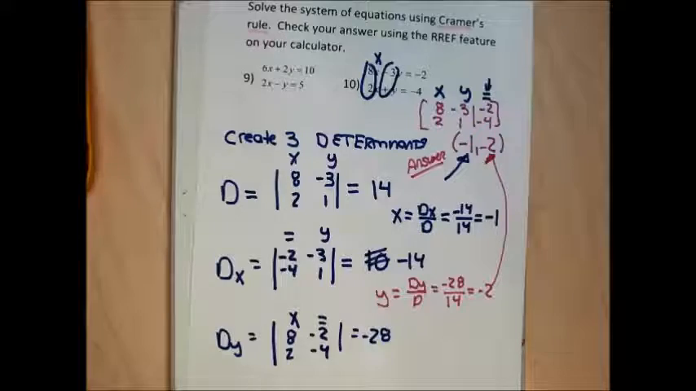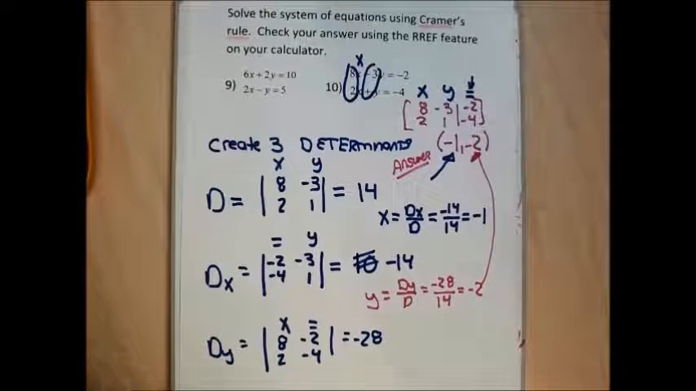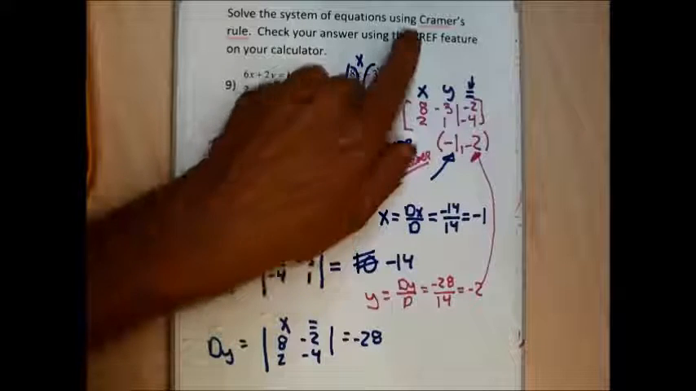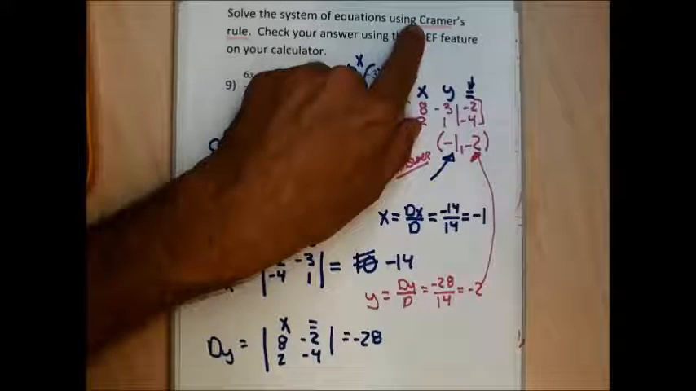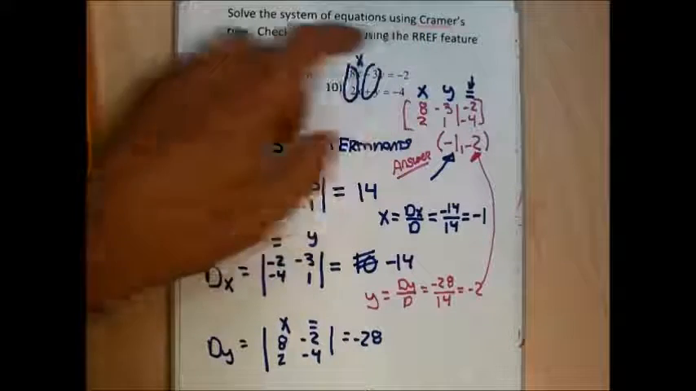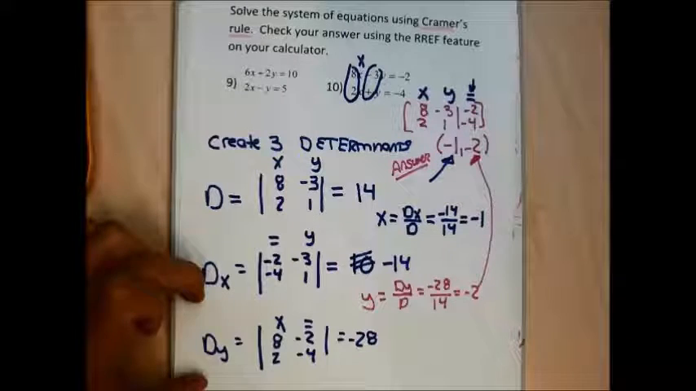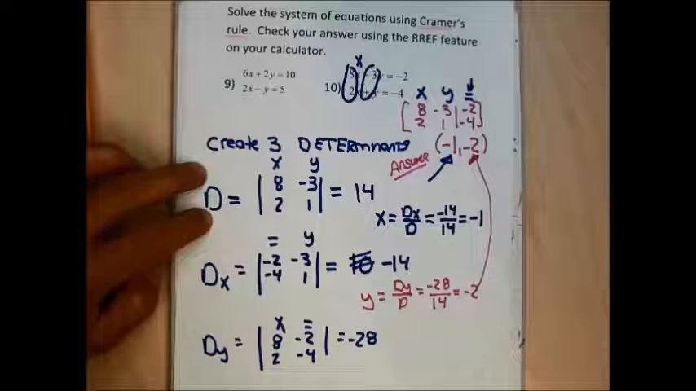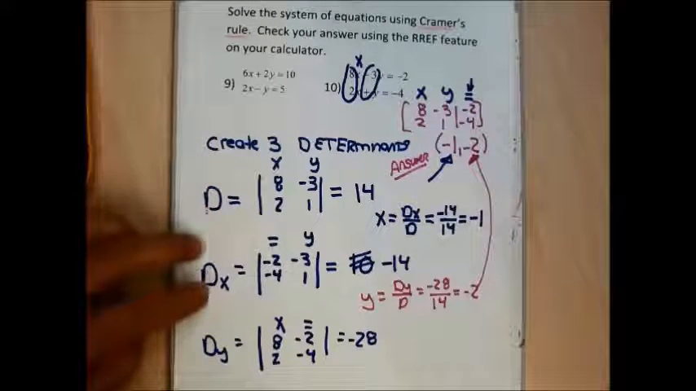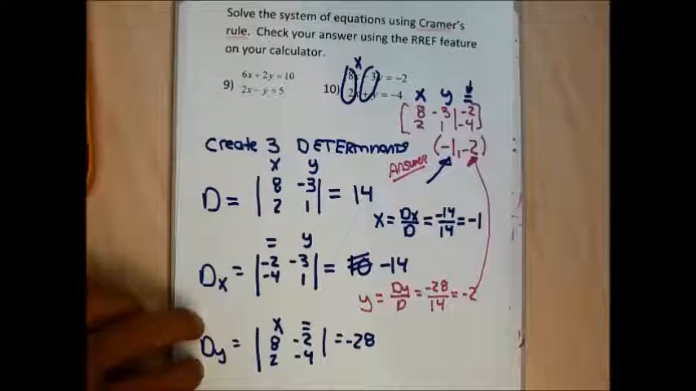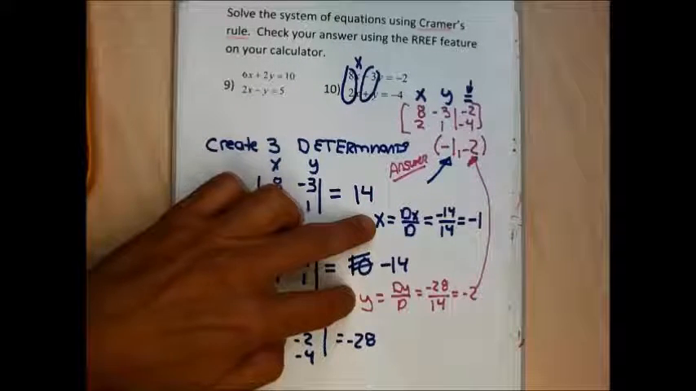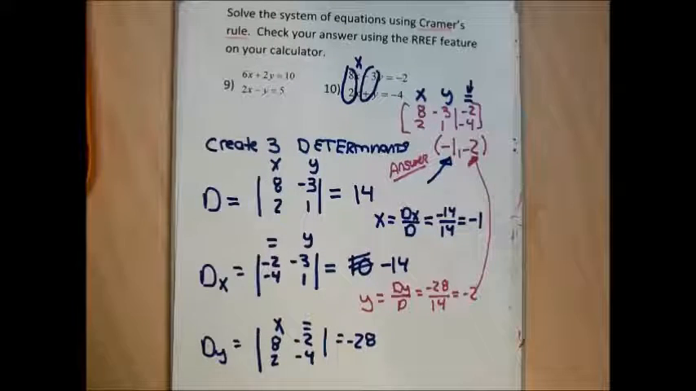The easiest way to do it is just to enter a matrix and do RREF. But that's not going to be acceptable on the test. On the test, the problem that says use Cramer's Rule is going to ask for each one of these things. It's going to be a 10-point problem. You're going to get 2 points for finding the value of d, 2 points for the value of d sub x, 2 points for the value of d sub y, and then 2 points for knowing what x is and 2 points for knowing what y is.